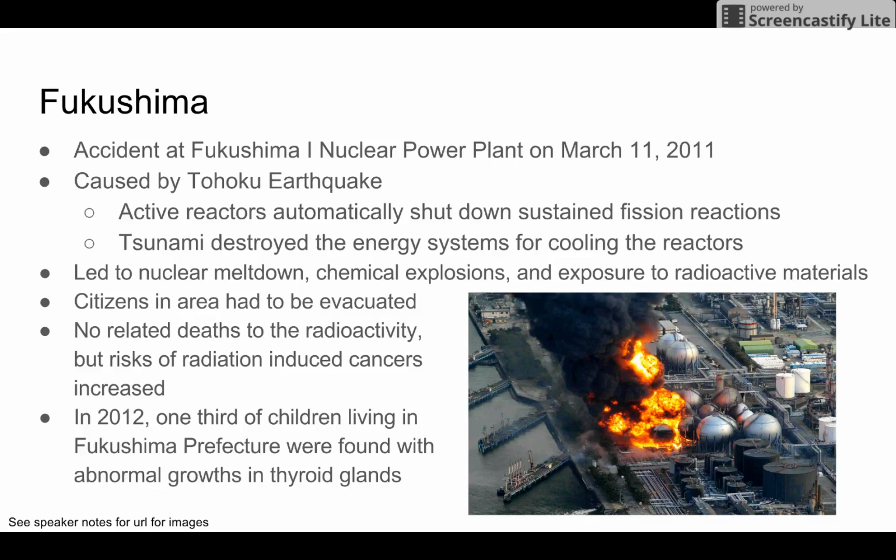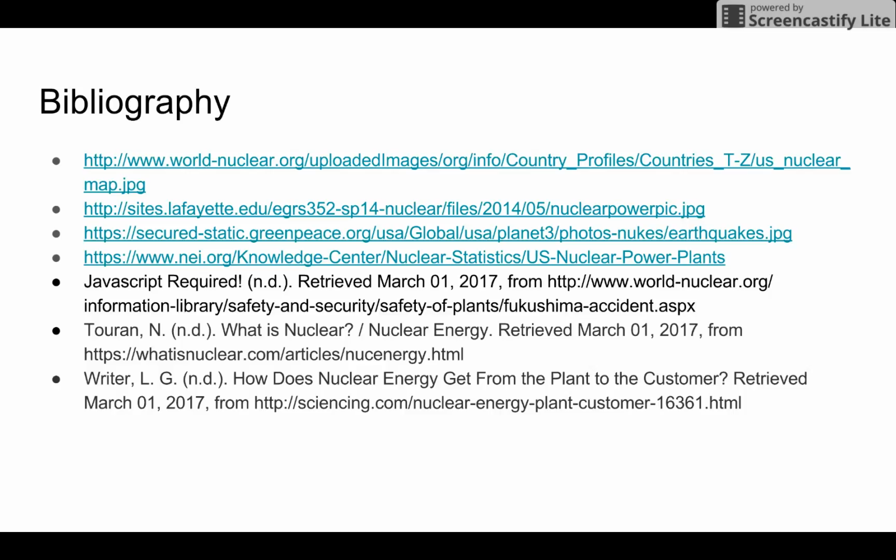The citizens in the area had to be evacuated, and there were no immediate related deaths to the radioactivity, but the risks of radiation-induced cancers increased. And later in 2012, many of the children living in the Fukushima prefecture area were found with abnormal growths in the thyroid glands. And there's our bibliography.